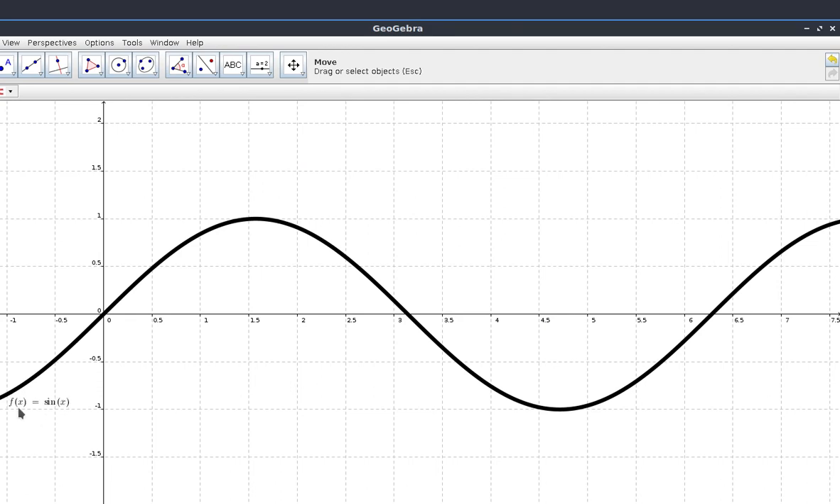Alright, so we have the equation here. F of x equals sine x. That's how GeoGebra by default writes their equation. So this is a graph.